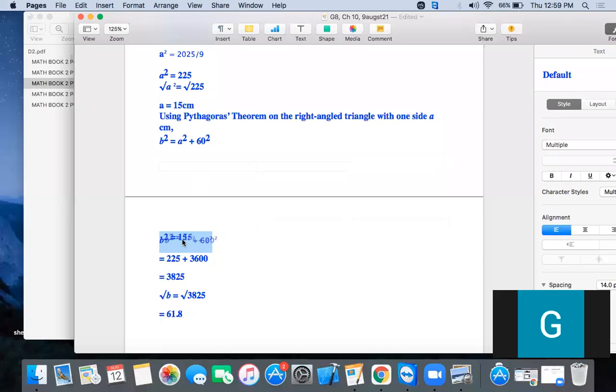Now solve. What is the square of 15? 15 multiplied by 15 is 225. And what is the square of 60? 60 multiplied by 60 is 3600. Now simple step, add them and take the root on both sides. Take the square root using a calculator, that will be 61.8. Hope it's clear to you. It's very simple.